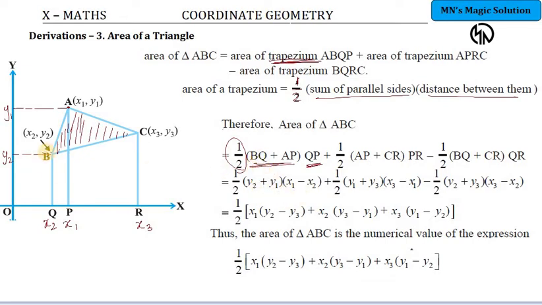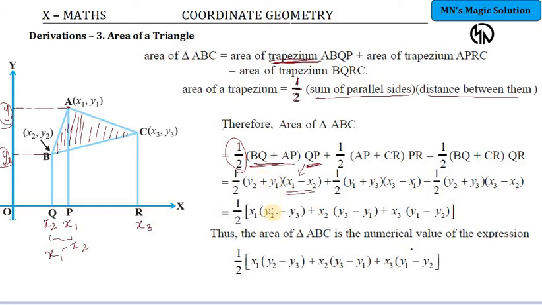What is BQ? BQ is Y2. What is AP? AP is Y1. So, BQ is Y2, AP is Y1. The distance between the two parallel lines is QP, and it is given by OP minus OQ, or x1 minus x2. And this value I have taken over here instead of QP. Similarly, I will apply it for the other trapeziums also in terms of x and y coordinates.